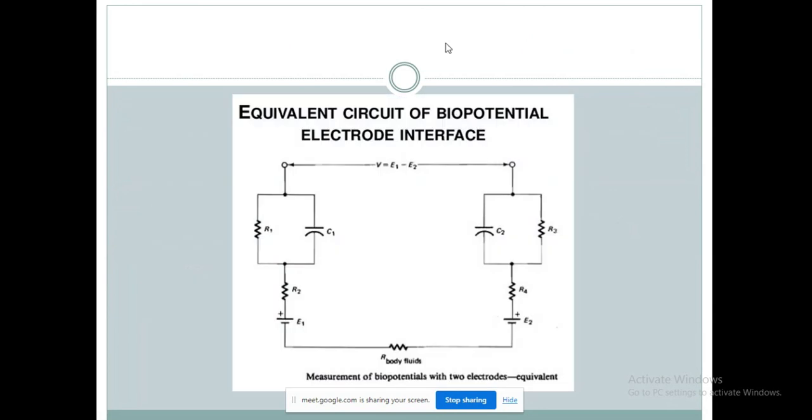See, this is the equivalent circuit of the biopotential electrode interface. We have the body fluids here. This is the potential difference. So finally, what is the conclusion about this? If we use or measure with the same metal, we may reduce the artifacts. It may help us in getting the potentials correctly. So that's why we prefer the same. In this, we prefer AgCl very particularly for this purpose.